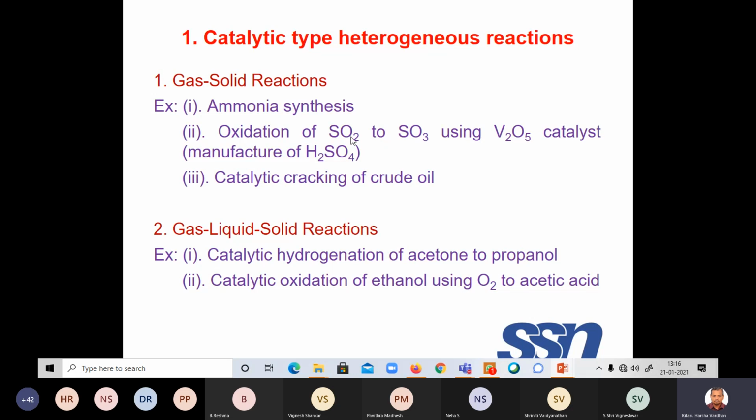So this is happening in the gas phase. This is gas and this is gas. It is occurring on a solid surface, that is V2O5. So again, gas solid reactions, right?